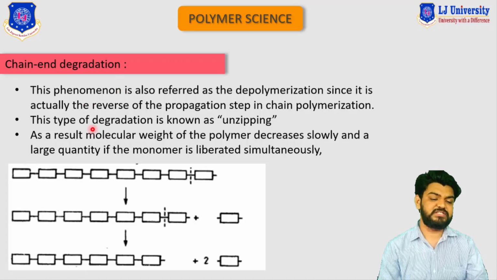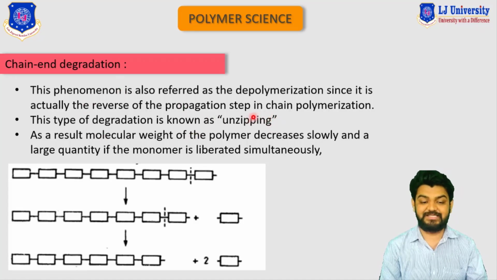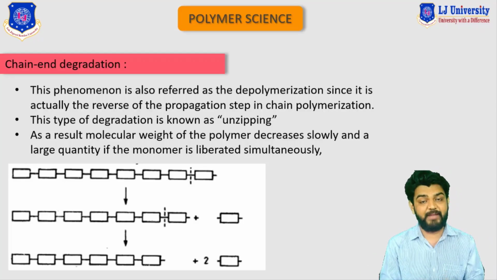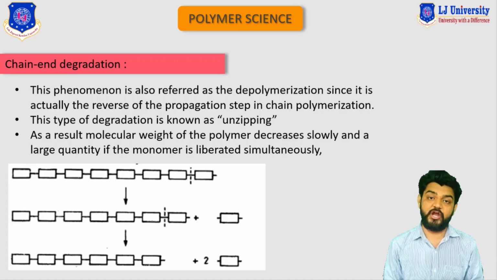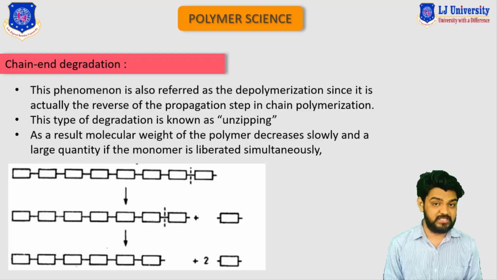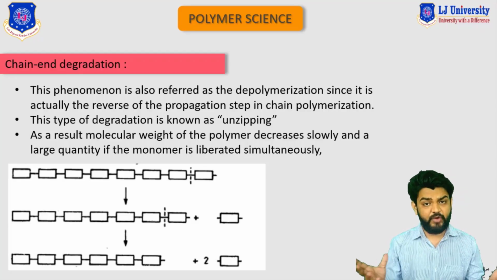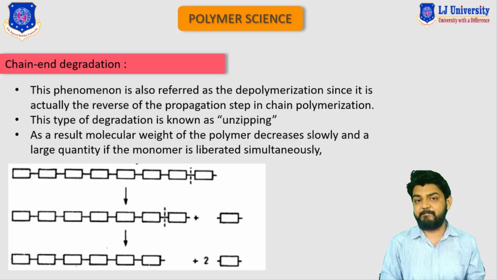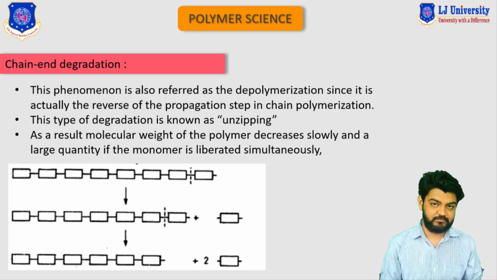This type of degradation is also known as unzipping. Basically it is the reverse phenomenon of zipping. Zipping is the process in which two monomers combine or join together in order to form a long chain. But this is the completely opposite phenomenon in the degradation process. This is why it is referred to as unzipping, where the long polymer chain starts to degrade or unzip in a step-by-step manner, and every monomer gets liberated.